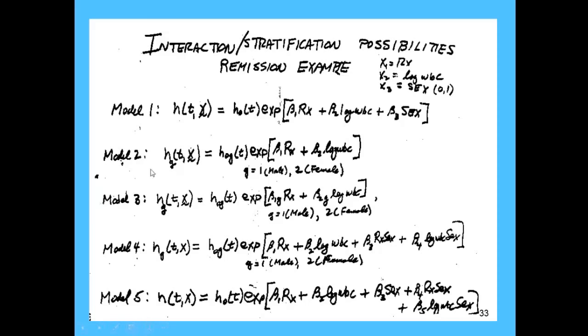Model 2. What kind of a model is this? Well, we know it's a stratified Cox model because we see the subscript G. What kind of a stratified Cox model is it? Is it a no interaction stratified Cox model or an interaction stratified Cox model? I'm trying to review this. It's a no interaction stratified Cox model. Why? Because the subscripts of the parameters corresponding to the variables in the model don't have a G there to distinguish different strata. So this is an example of a no interaction stratified Cox model.